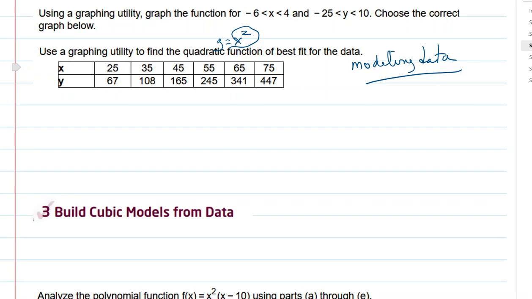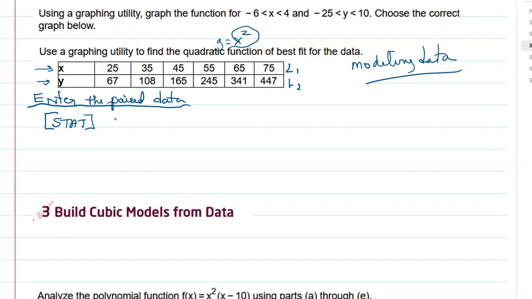Okay, so we want to enter the data. Okay, that's our first step. So it's a statistical edit. Remember, X is always entered vertically first, and then the Y is entered vertically second. And this is going to be line 1, and this is going to be line 2. Is everybody comfortable with that? All right, so we go to the stat key, and we're going to edit, so we're going to enter.